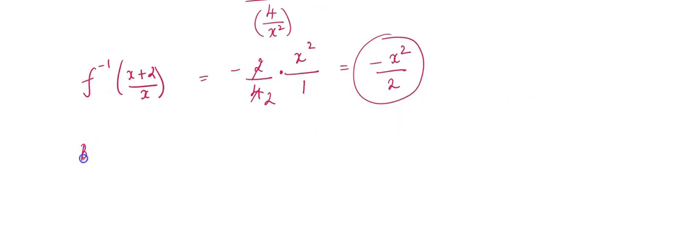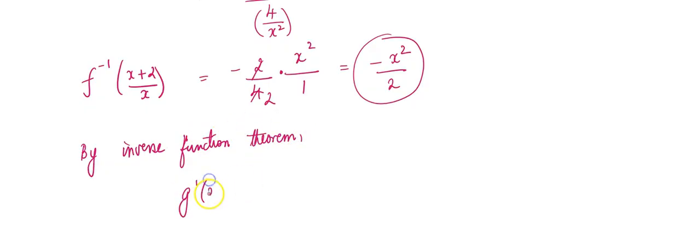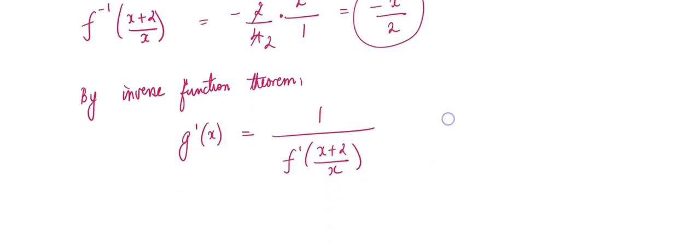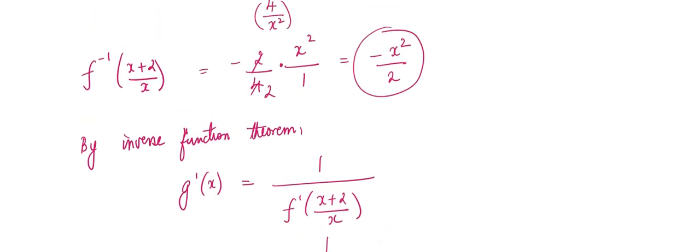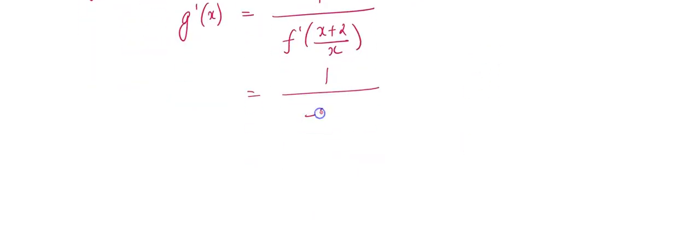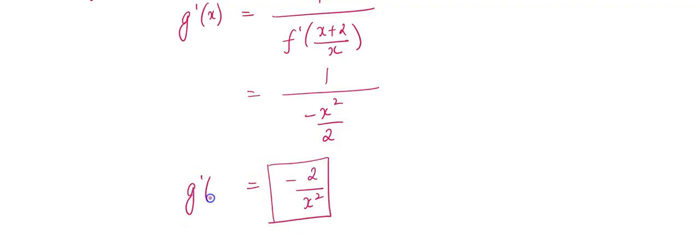But we know by inverse function theorem, g prime of x was basically this 1 over f prime of x plus 2 over x. So then I have to write this as 1 over, and this answer actually goes to the denominator, negative x squared over 2, which would be basically negative 2 over x squared. That is the answer for g prime of x using inverse function theorem.